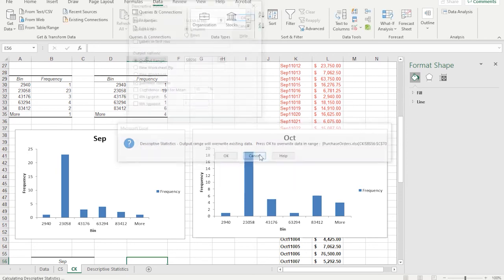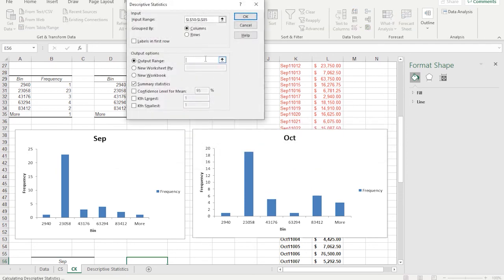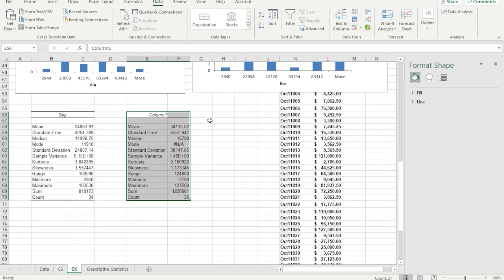All right, so I'm going to cancel because that's not the correct output range. I want it right here. I'll press OK. All right. Now I got descriptive measures. We can look at the skewness, which we took a look at earlier. They're both positive. This one's slightly more skewed than this one. So September is more skewed than October.